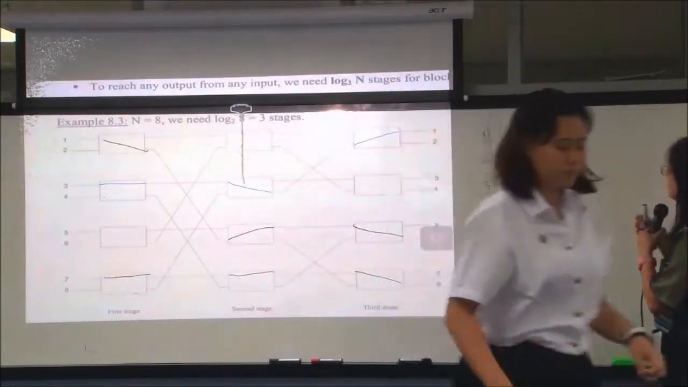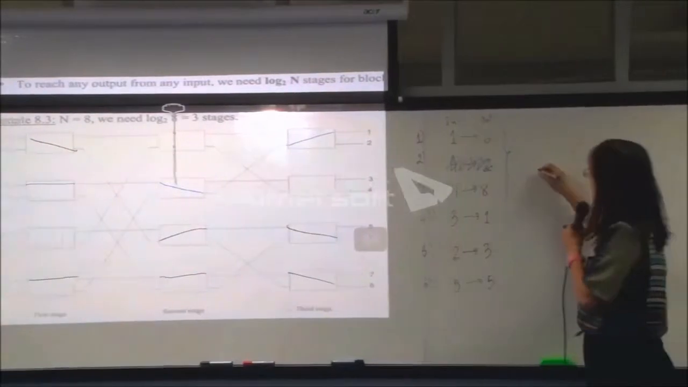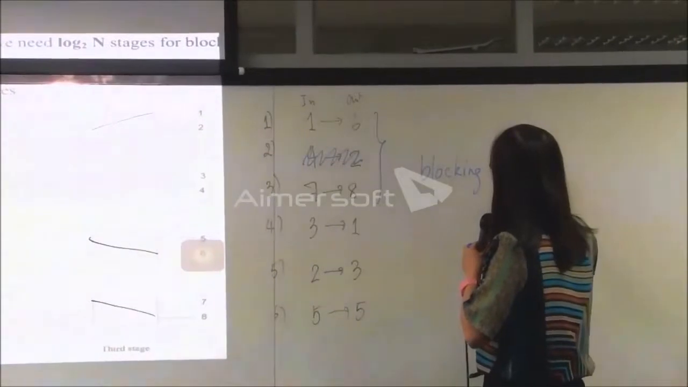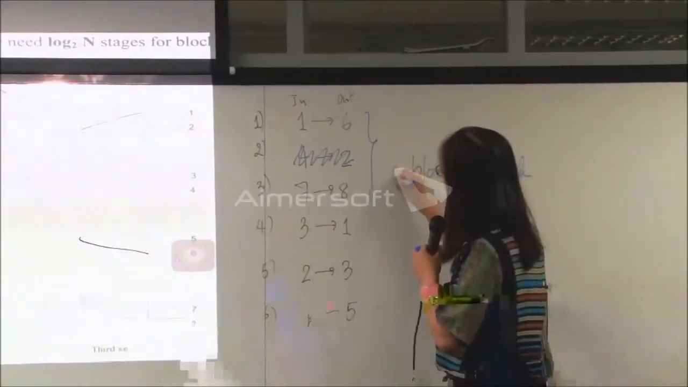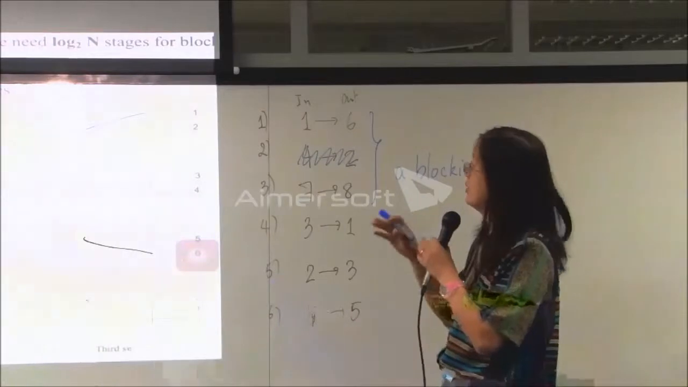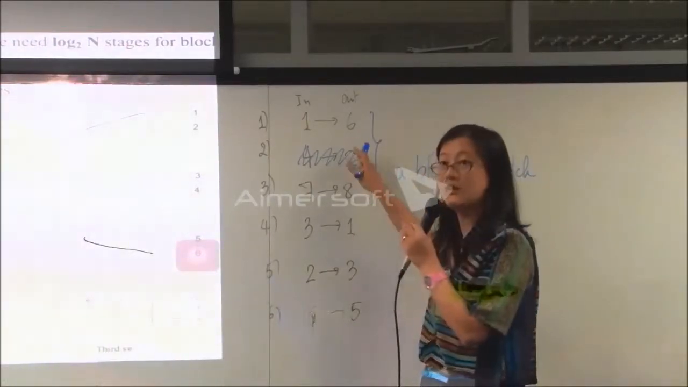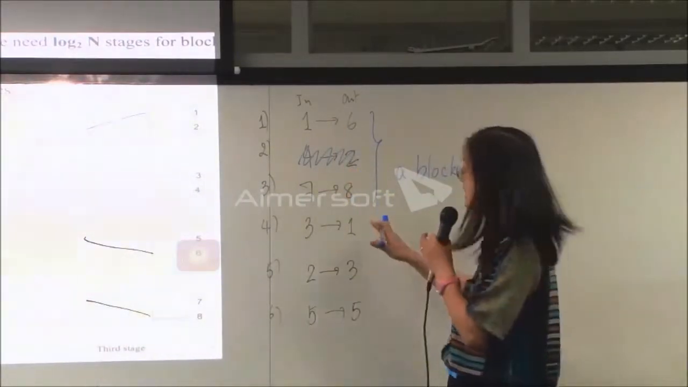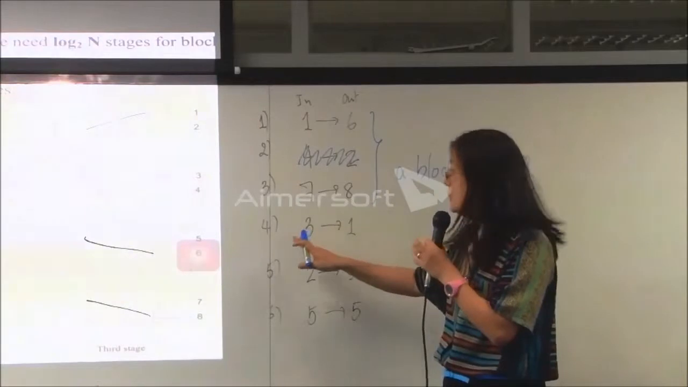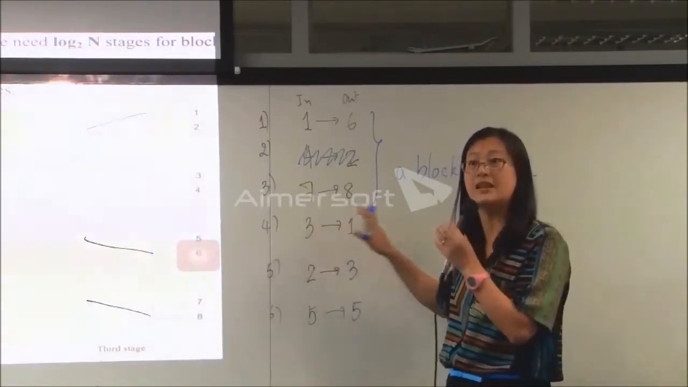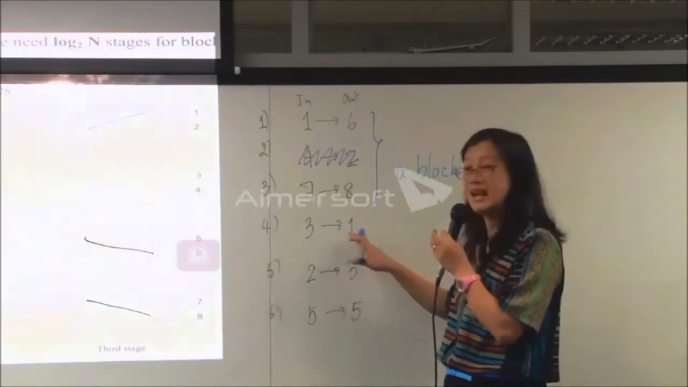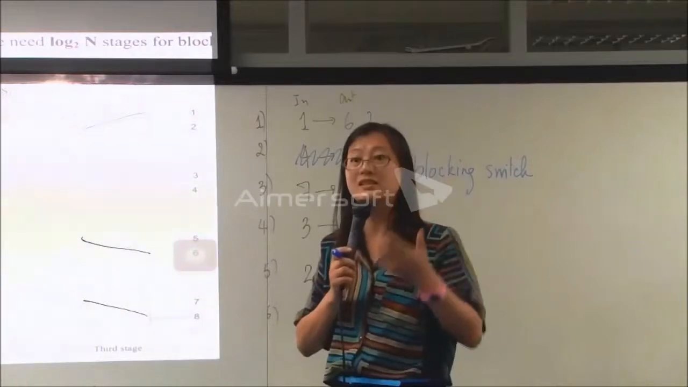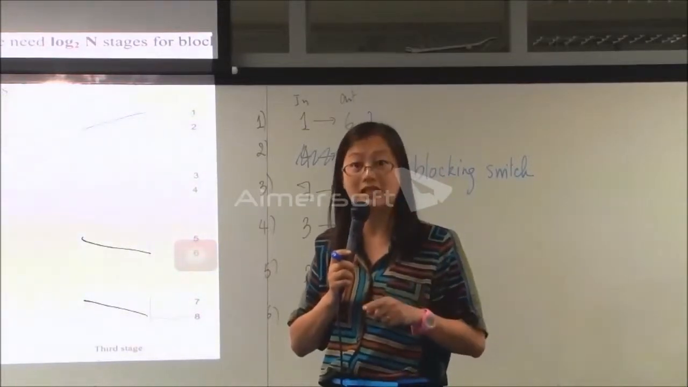So what we call this thing, okay, is a blocking switch. We call this switch a blocking switch because you have cases where you have connected some of the connections already, and the other connection you cannot do, even though the input is available, is free, and the output is also free. But you cannot connect it because you have some existing connections before. This is called a blocking switch, okay.